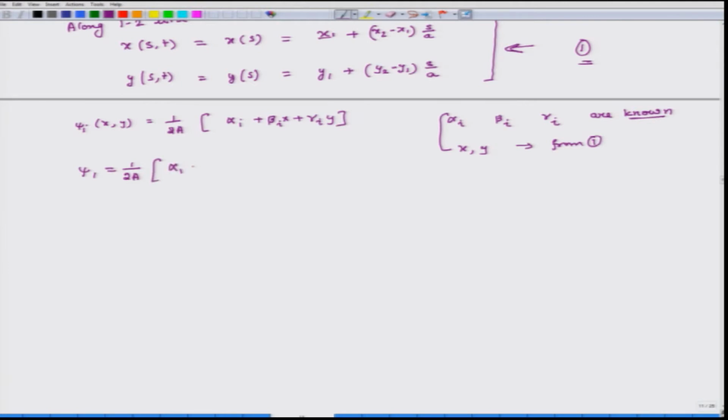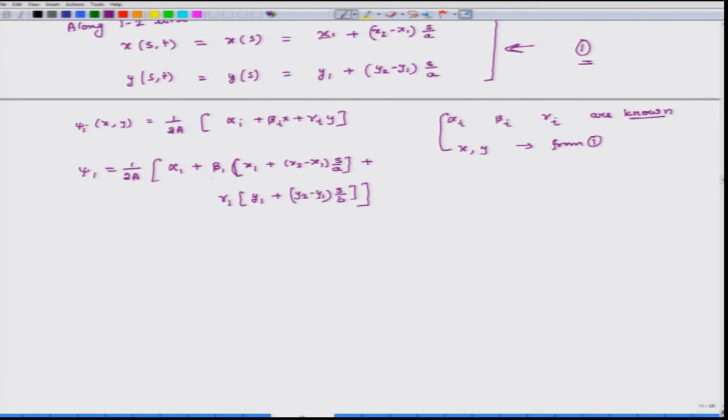alpha 1 plus beta 1 times x1 plus x2 minus x1 times S by A plus gamma 1 times y1 plus y2 minus y1 times S by B. This is the expression for this thing.